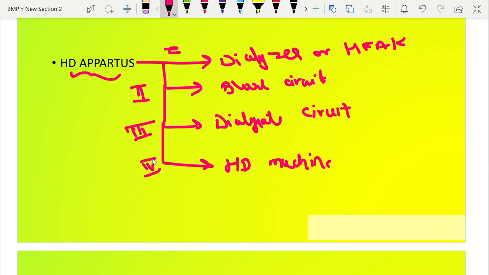The most important one is the dialyzer or the hollow fiber artificial kidney, in which clearance occurs. Regarding the membrane and all, they might not ask. If you have interest, you can go through the hemodialysis chapter in Harrison's, in the dialysis section, where a few sentences regarding the dialyzer, blood circuit, and dialysate circuit are given.